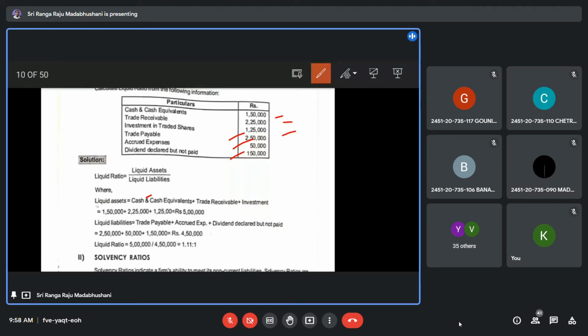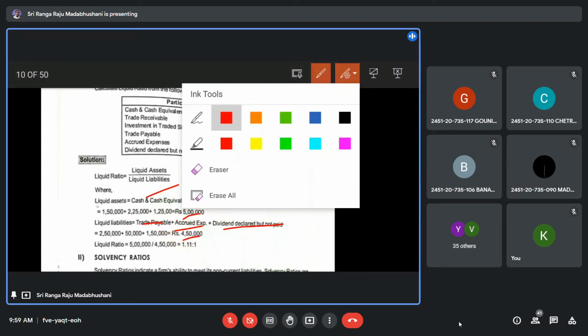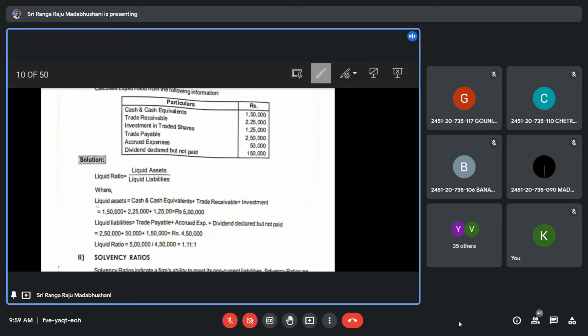So cash and cash equivalents, trade receivables, investment: the sum of that is 5 lakhs. Then trade payables, accrued expenses, dividend declared but not paid come to 4,50,000. So 5 lakh divided by 4,50,000. So it is healthier: 1.11 is to 1. So the liquidity position of the firm is strong.